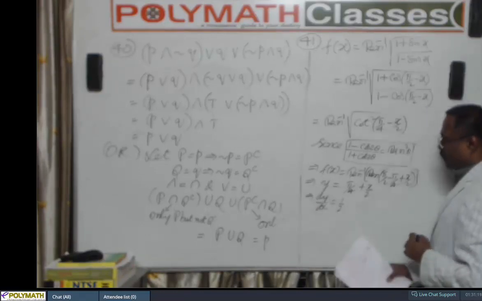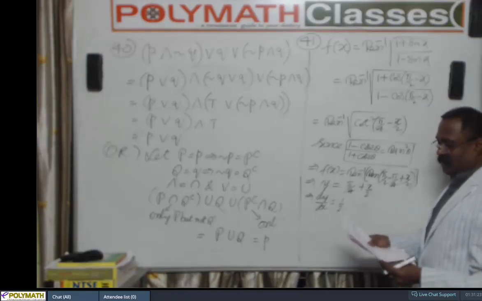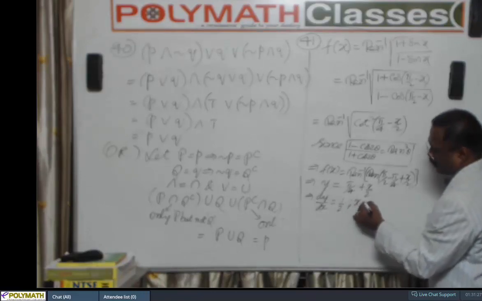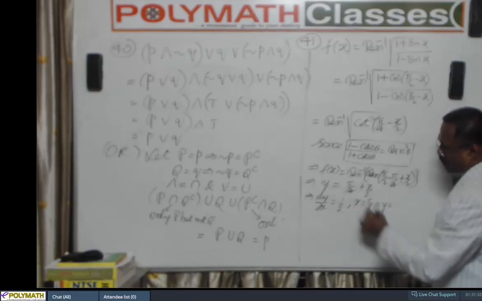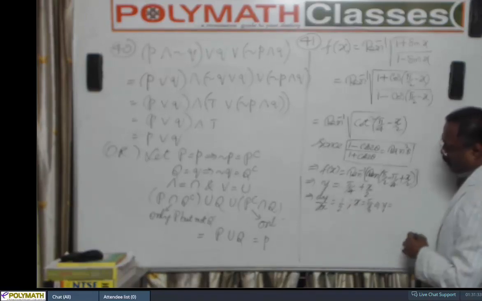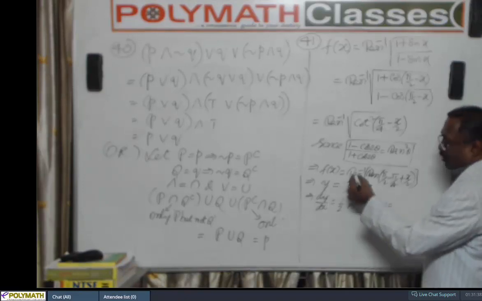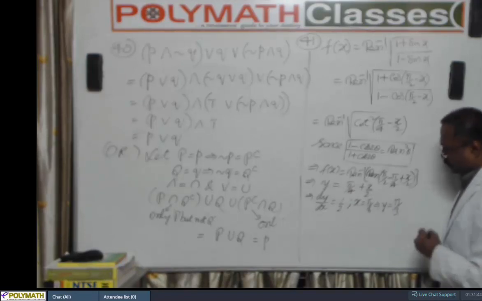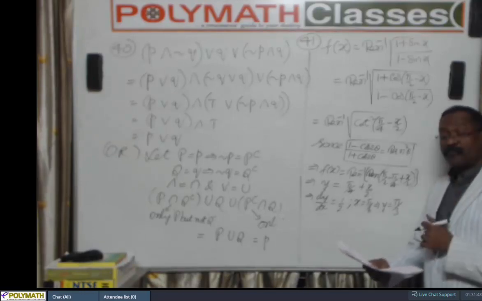Now x is given to be, in this case, pi by 6. So x equal to pi by 6 implies y is equal to pi by 4 plus pi by 12. 12 LCM, and 3 pi plus pi, 4 pi by 12. 4 pi by 12 means it is pi by 3. Y is nothing but pi by 3.